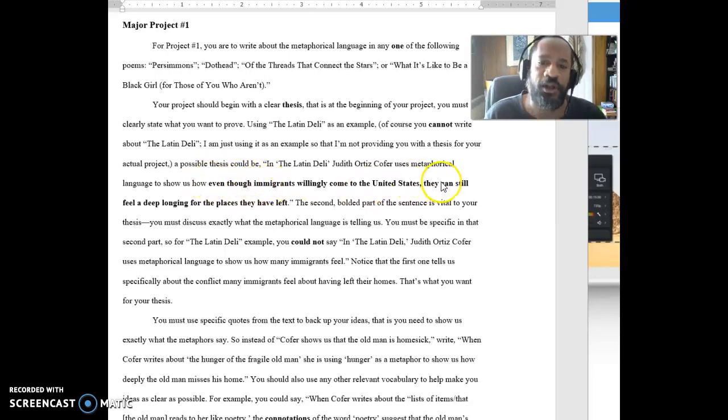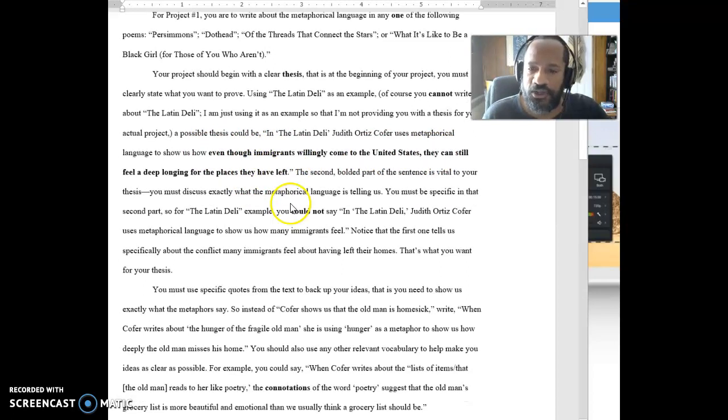So this bolded part is really important. If you're not being specific in that bolded part, then you have not got a good thesis. Okay, so make sure to keep that in mind. I say you must be specific in that second part.